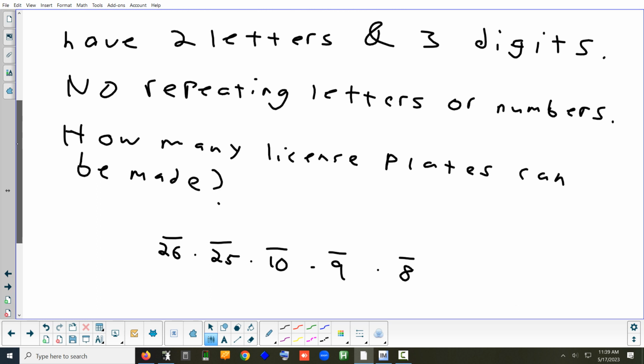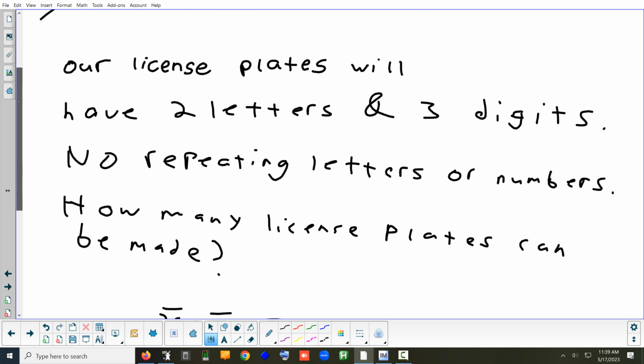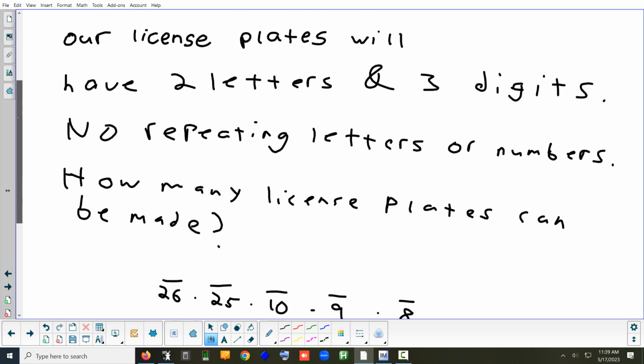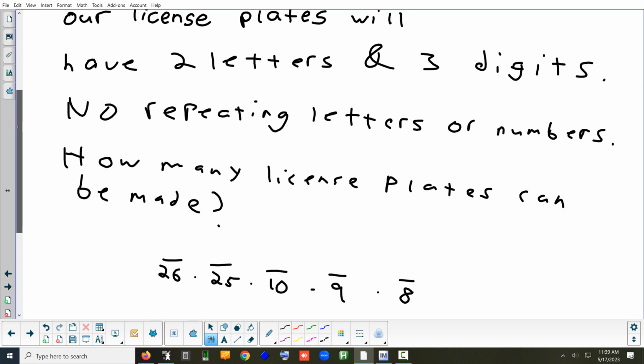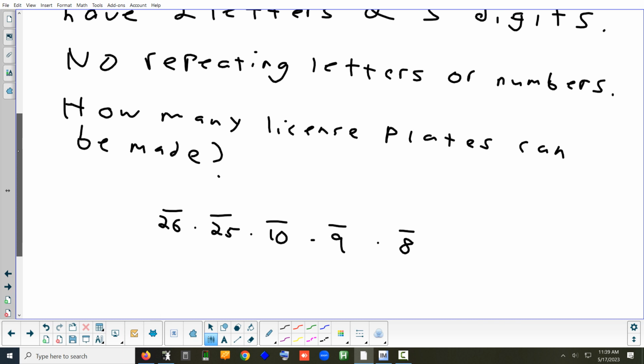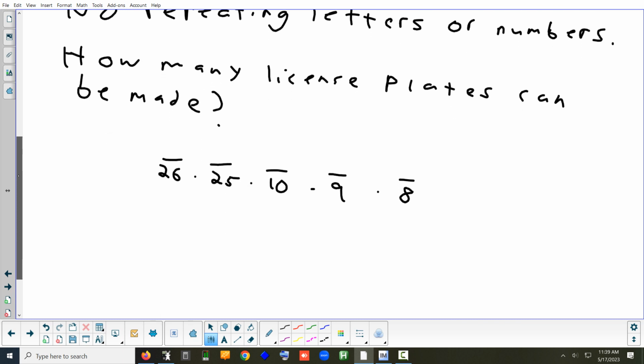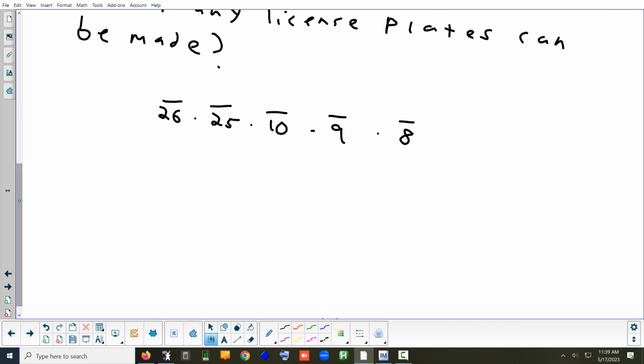Like order doesn't matter for this one. So let's see. Yeah, the order. You could have the same combination of letters and numbers, but if you just moved where they were, like you put the letters at the end and the numbers at the beginning, that's a different license plate. Yeah, if we switched them to different spots, that would be. So then it's also how many different ways can you put it?